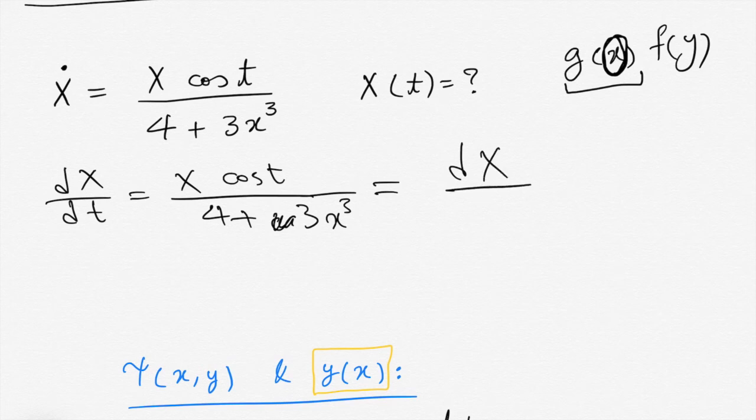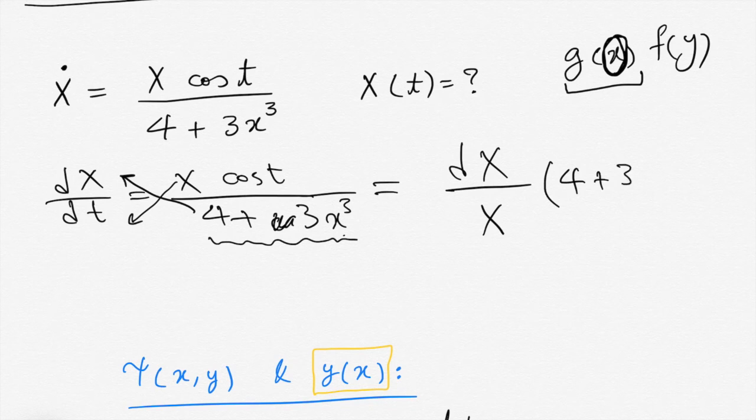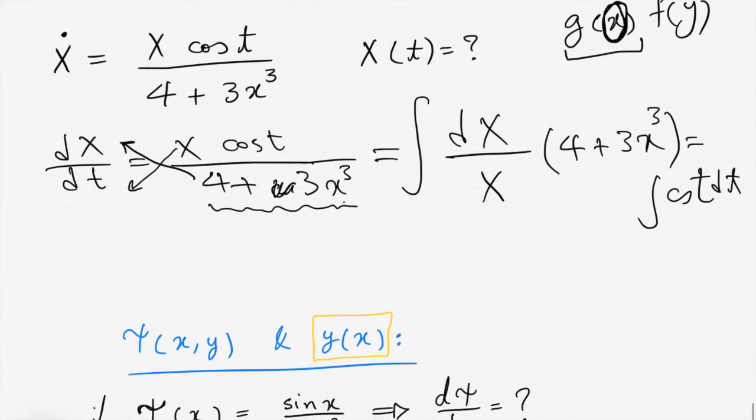like dx over x, because I bring this one here and I bring this one here because there is no t in this part. Therefore I write 4 plus 3x^3 equals cosine of t dt, right?